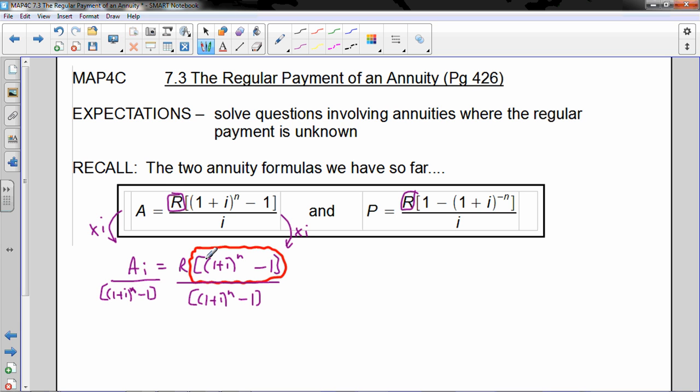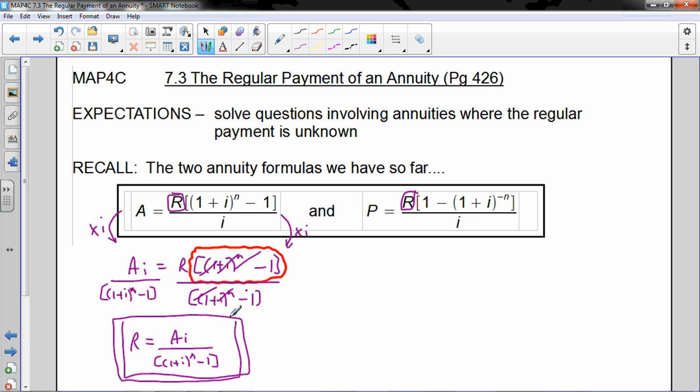Well, there we go. See, now this cancels out, and I'm left with R equals a formula for the regular payment, right? I'm going to put a box around that. We've got to remember that one. That's going to be useful for us. So this is the regular payment when we're given the amount at the end. And we'll see the examples there.